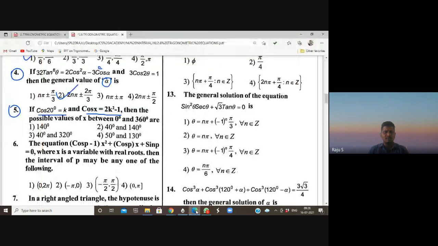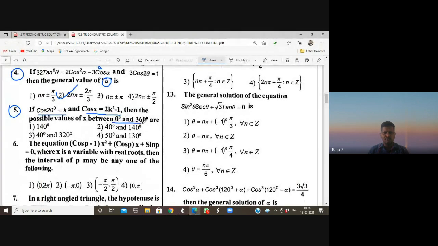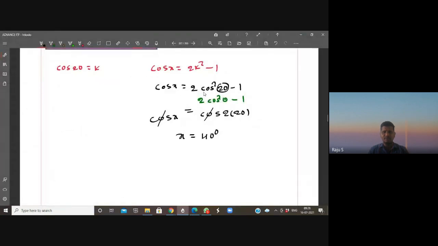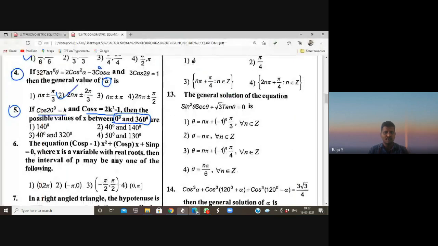Okay, x is equal to 40 means x should lie between 0 to 360. Then the other angle is, see, the cos value is 40. Cos is positive. Actually, 40 belongs to the first quadrant, so cos is positive. And cos is positive in another quadrant. Which one? Fourth quadrant. Fourth quadrant angle is 360 minus theta. Theta value we already got, 40. The least value is 40. What is the other value? 320 degrees. That's all. So the answer is the third option.